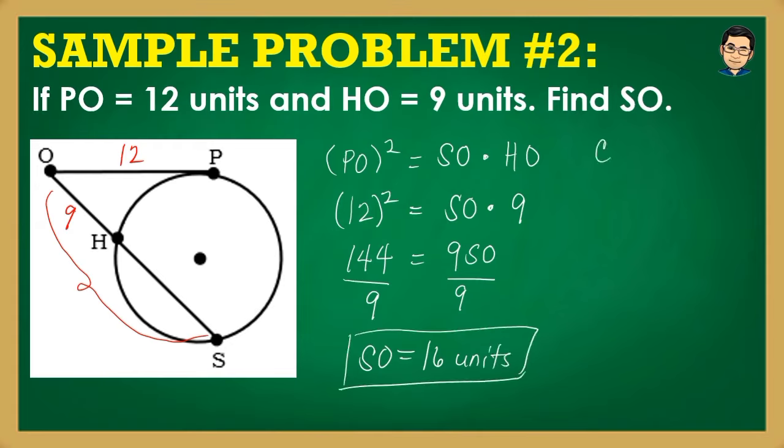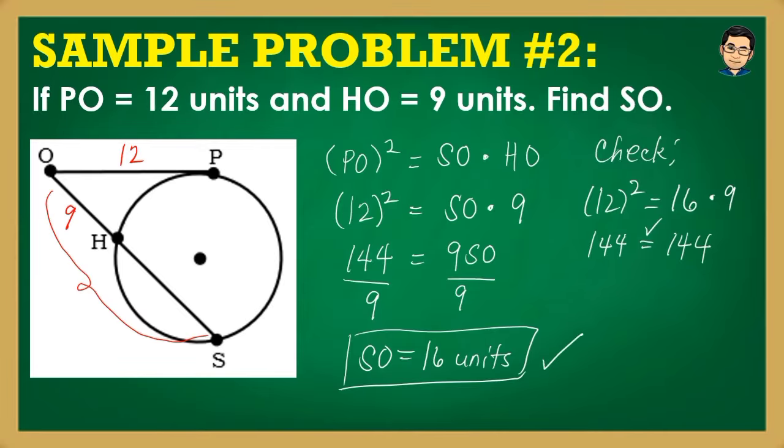So to check, so 12 squared is equal to 16 times 9. So 12 squared is equal to 144 equals 16 times 9, that is also 144. Therefore, the measure of the second segment SO is equal to 16 units.